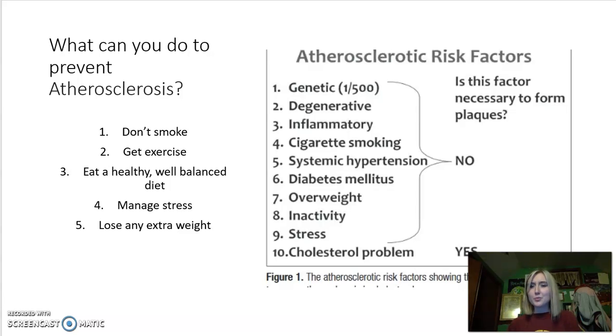So what can you do to prevent atherosclerosis? Well, of course, do not smoke. Get exercise, eat a healthy, well-balanced diet, manage your stress levels, and lose any excess weight. This will help prevent and even help treat atherosclerosis.